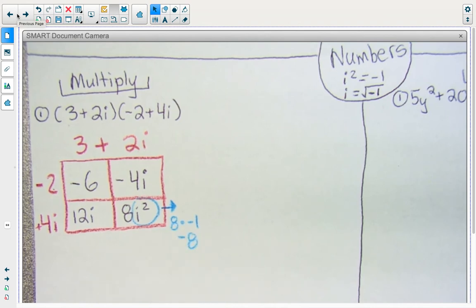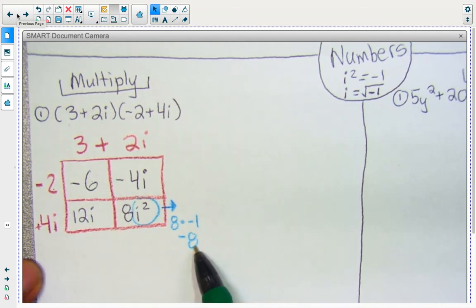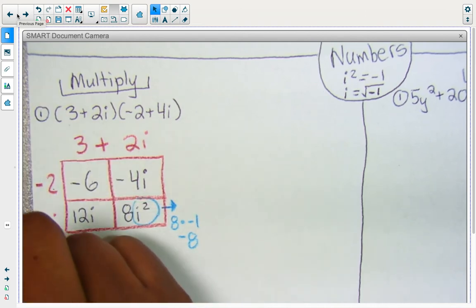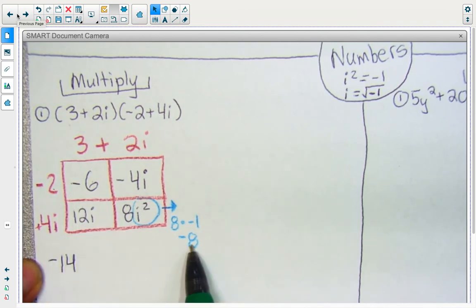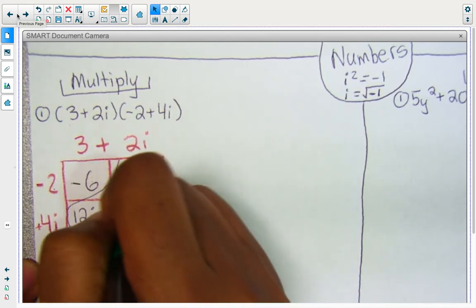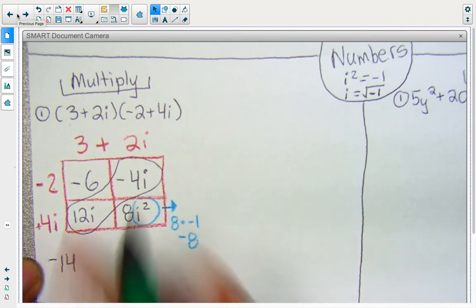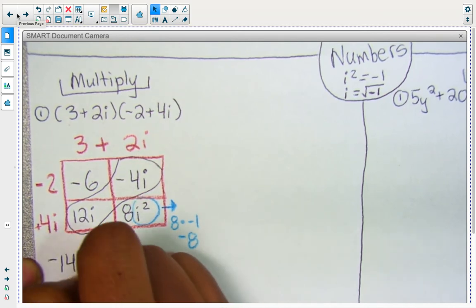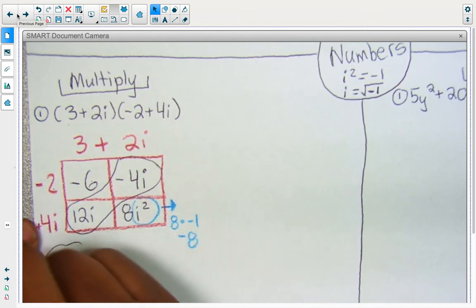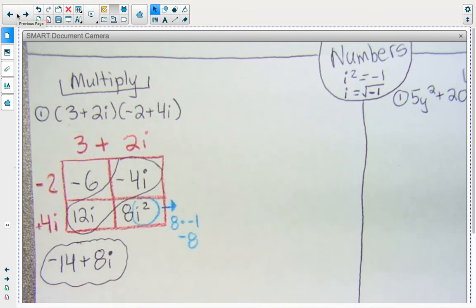Now we can combine like terms. Negative 6 plus negative 8 is negative 14. And then these like terms go together: 12i minus 4i is 8i. And that is our final answer. So we treat this no different than a regular binomial that we know how to multiply, box method or distributive property.